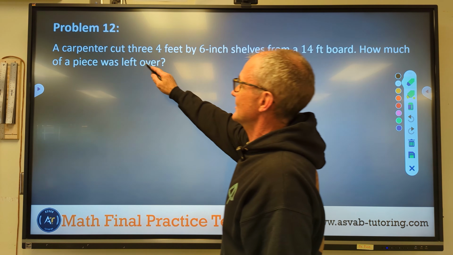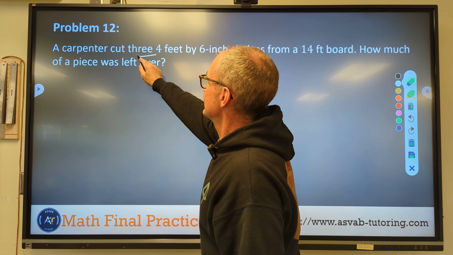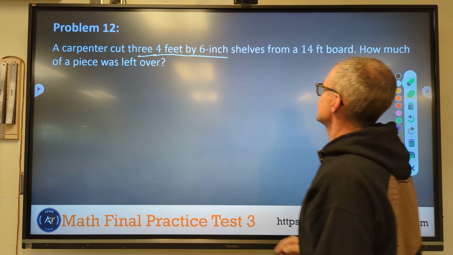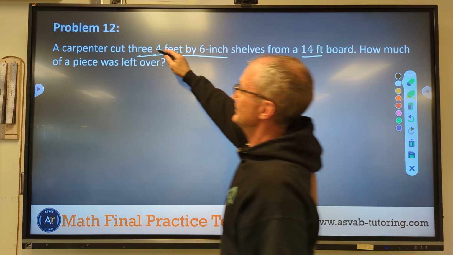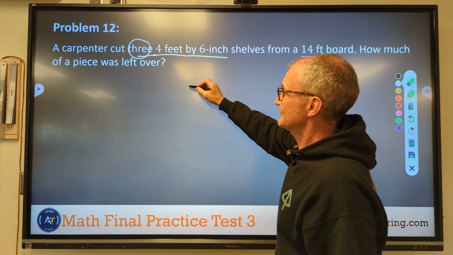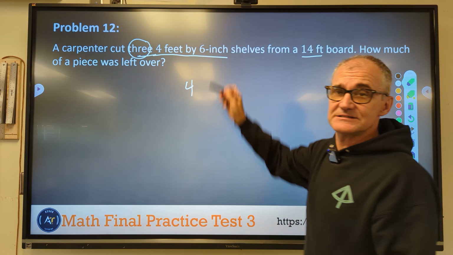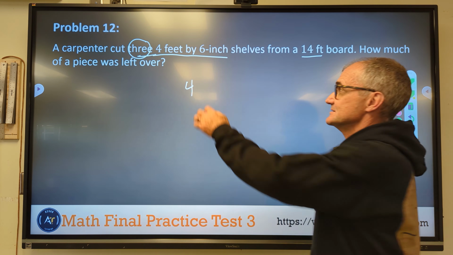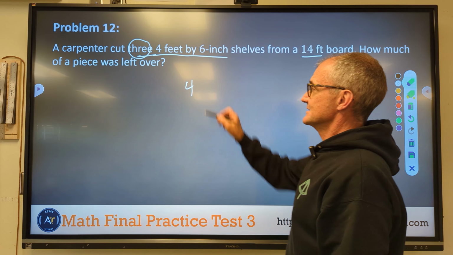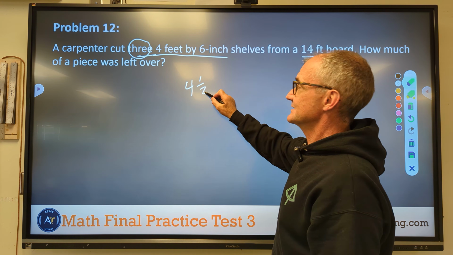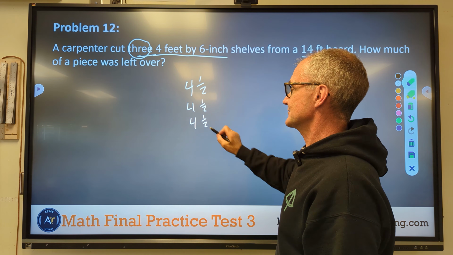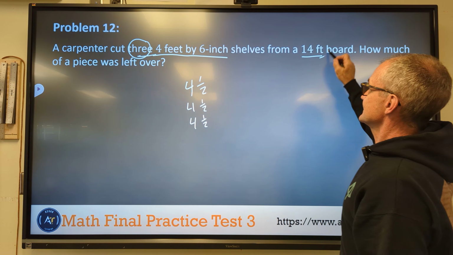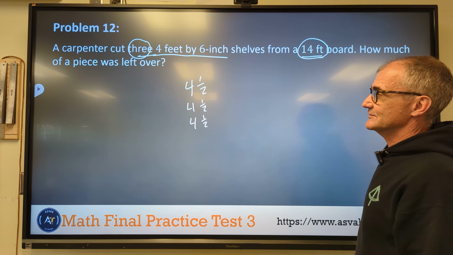Problem 12, a carpenter cut 3 4-foot by 6-inch cells from a 14-foot board. So I have 3 of these 4-foot 6 inches. 12 inches equal a foot, so this is a half foot, right? So I have 4.5 times 3, which means I got 3 of these boards that are 4.5 long. How much is left in that 14-foot board?